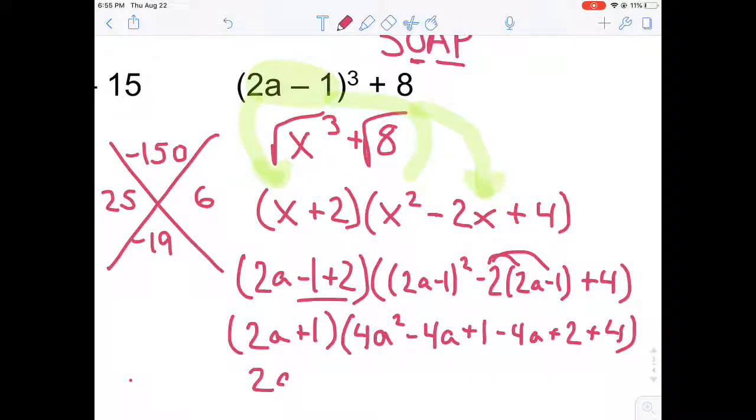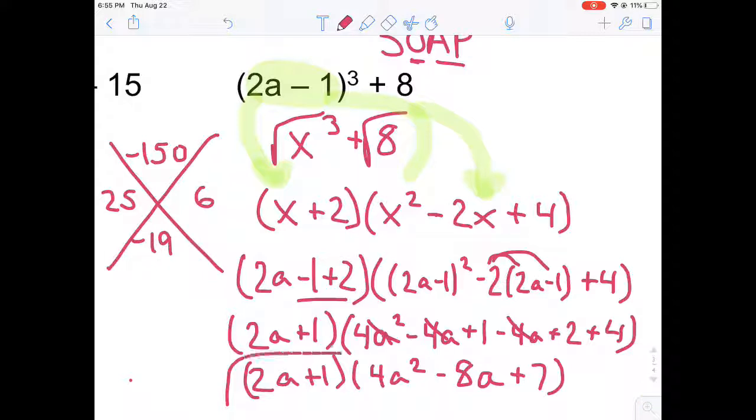So I end up with 2a plus 1 times 4a squared minus 8a. Okay, so I got that done, these done. I got 1, 2, 3, 4, 5, 6, 7. And there is your final answer.